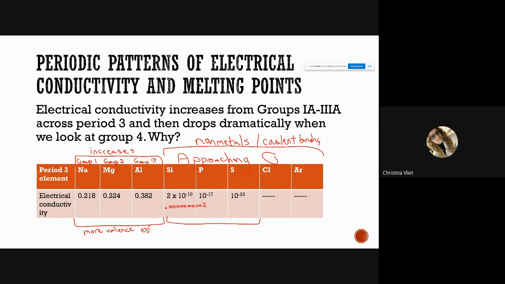Well, it can't conduct electricity if it only exists as a gas, right? Because the electrons are not even connected to each other. Chlorine exists as a gas, argon exists as a gas, whereas silicon, phosphorus, and sulfur actually exist as solids. So there is measurable, albeit approaching 0, electrical conductivity here, but this is actually because of their state of matter.